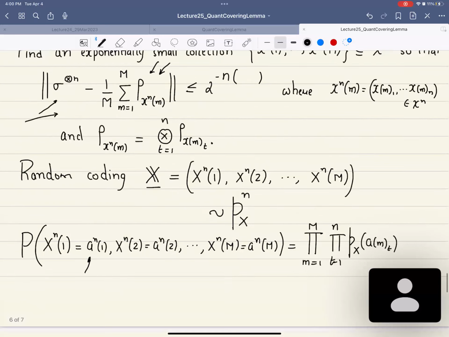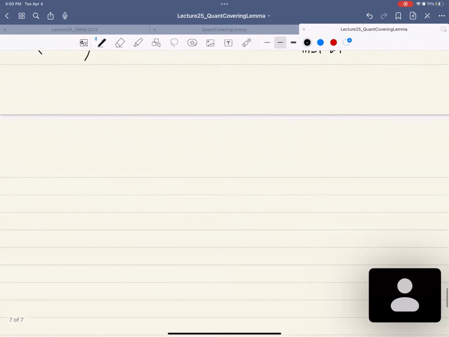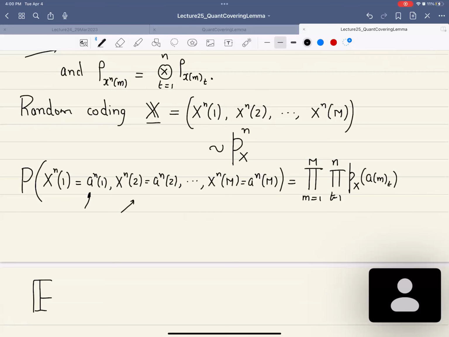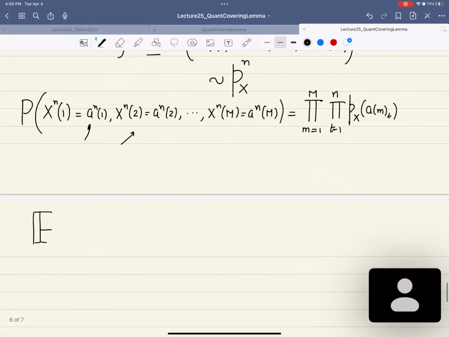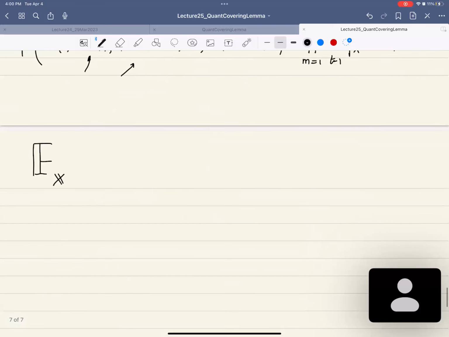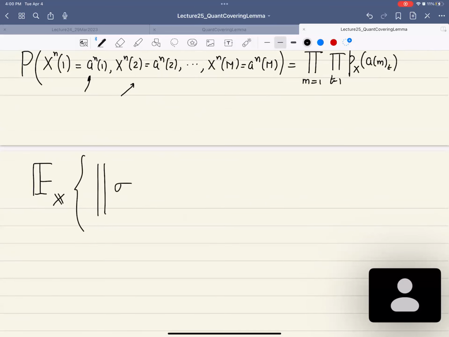So what I will do, I am looking at the following. I'm looking at the expectation. So you pick today, you wake up and you pick a collection, and you can study what is the L1 distance between that uniformly chosen ensemble and the sigma tensor n, and I can average over all distributions. So I'm looking at this, the expected value of this thing.